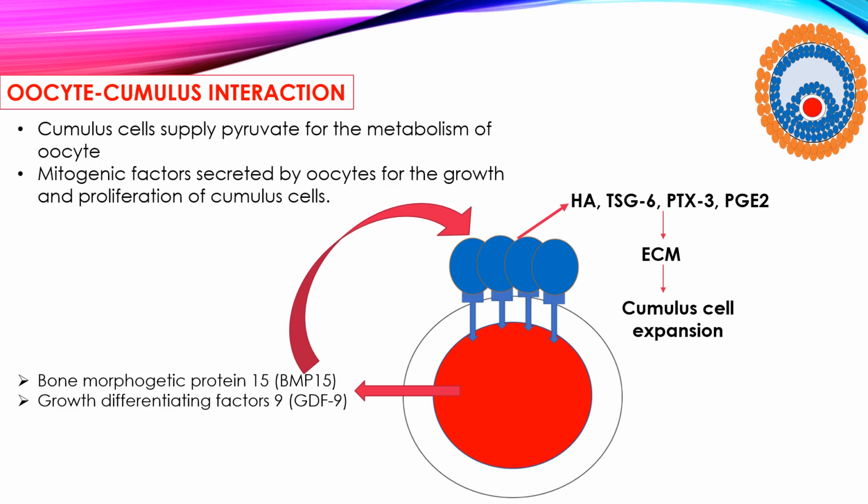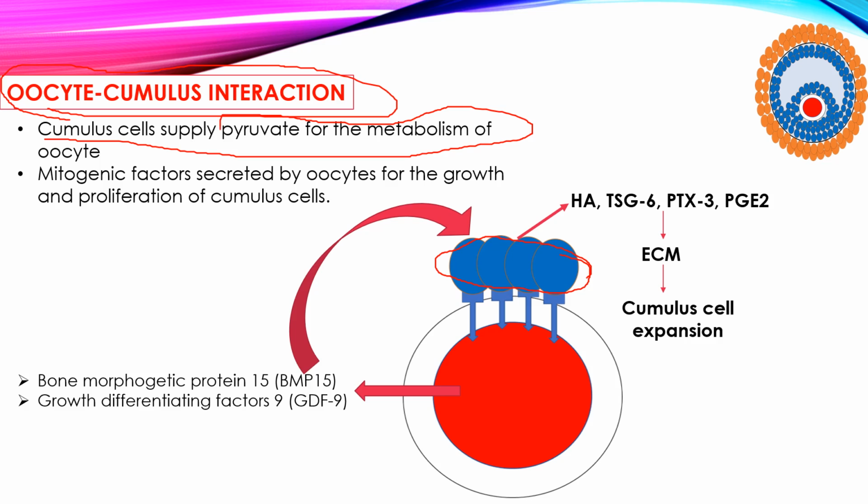Here the communication between the oocyte and the cumulus cell is also very important. As I said, the granulosa cells which are very closely attached to the oocyte are called cumulus cells. The cumulus cells supply pyruvate for oocyte metabolism, so the oocyte completely depends upon the cumulus cells. The oocyte also secretes some mitogenic factors which help in the proliferation and development of the cumulus cells.